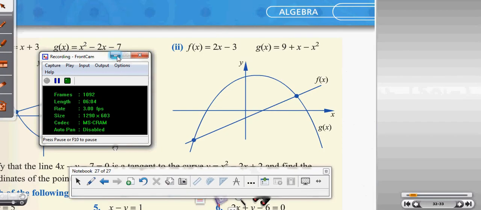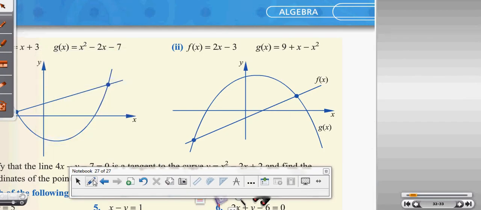Now, for the following graph, what I'm going to try and do is determine what the 2 points of intersection are, these 2 points here. In order to do this, we need to identify that this here is the equation of a line. It's basically equivalent to y equals 2x minus 3.